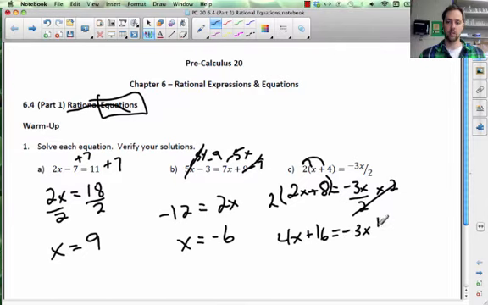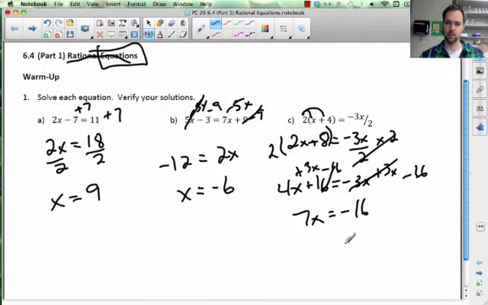Add 3x to both sides, subtract 16 from both sides. Okay, these are gone, these are gone. We get 7x equals negative 16, and x equals negative 16/7.